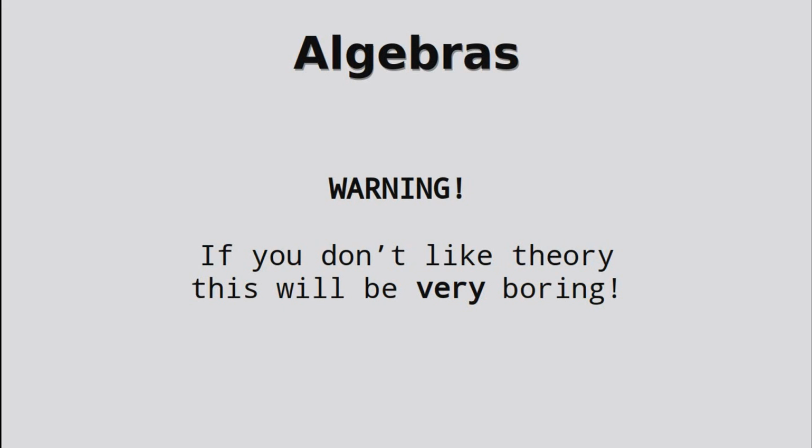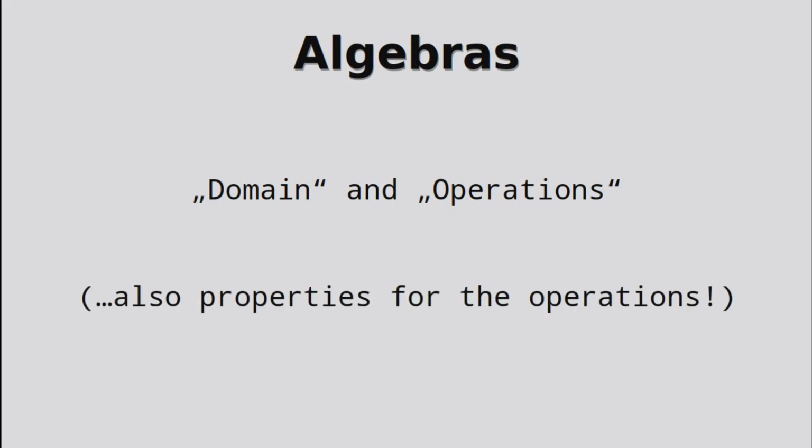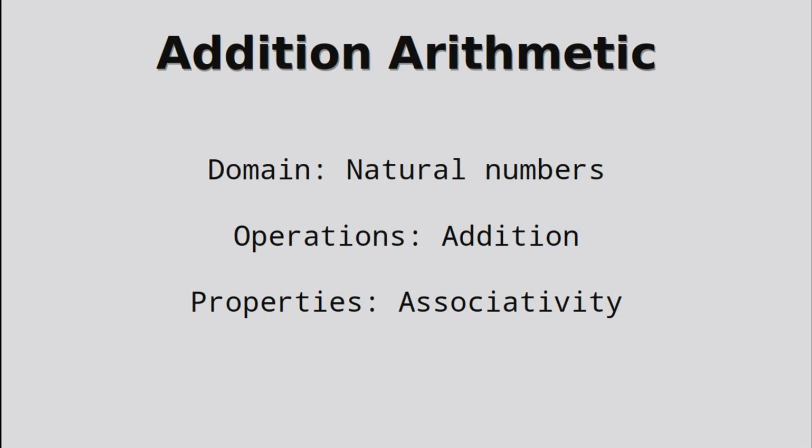Okay, so let's start. What is an algebra? An algebra consists of a domain and certain operations on that domain, and then also some properties for those operations. But the really important ones are the domain and the operation, of course. Okay, so one such algebra that we could define is the addition arithmetic. So in the addition arithmetic, we have a domain of the natural numbers, and the only operation we have is the addition. So the only thing we can do is add numbers. That's everything we can do.